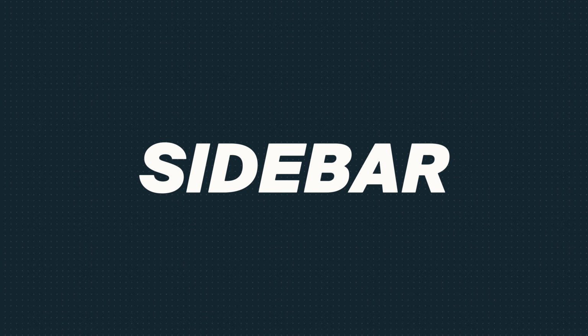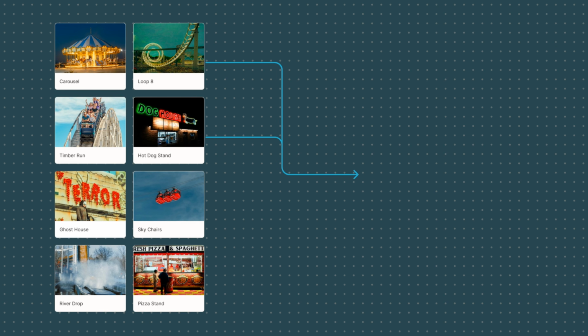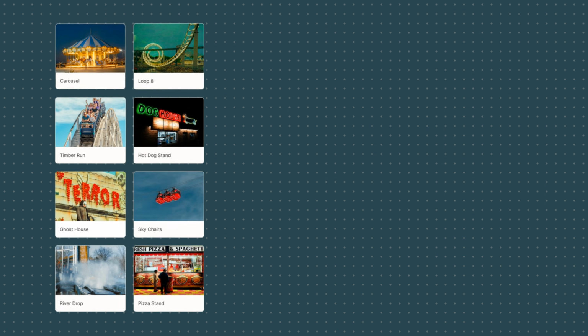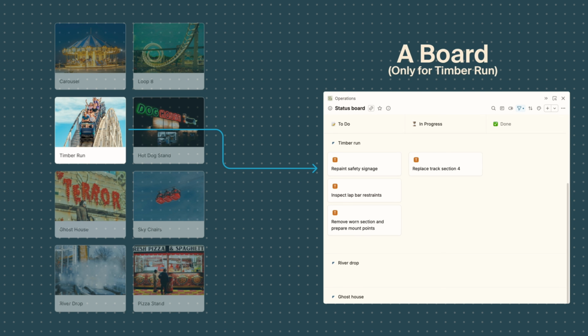All right, so I'm building views and more views and more views, and I feel like it's becoming a mess. At least at some point it will. So how do I deal with this? That's where the sidebar comes in. But before we get into that, think about what you actually need. If you want to see all tasks across all attractions, make a table with hierarchy. If you want to focus on just one attraction, make a board and filter it to Timber Run, for example.